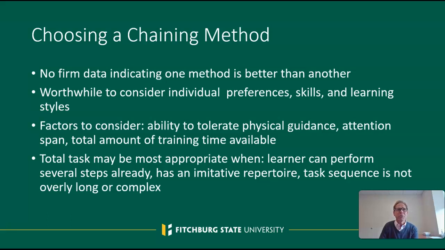And ultimately, total task may be most appropriate when the learner can perform several steps already, when they have an imitative repertoire, so we can prompt using modeling as opposed to needing to get into physical prompting, and when the task sequence is not overly long or complex. But again, all three of these methods can be effective chaining procedures. It's just determining what's going to work best in your individual situation.